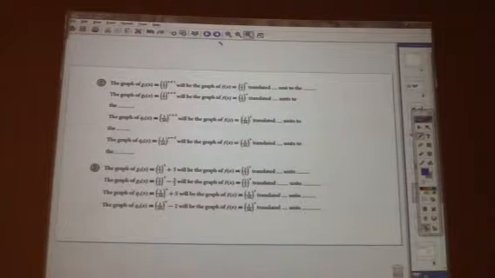Part C. The graph of g of x equals 1/2 to the x plus 1 will be the graph of f of x equals 1/2 to the x translated 1 unit to the left. The graph of g of x equals 1/2 to the x minus 4 will be the graph of f of x equals 1/2 to the x translated 4 units to the right. The graph of q of x equals 1/10 to the x plus 2 will be the graph of f of x equals 1/10 to the x translated 2 units to the left.